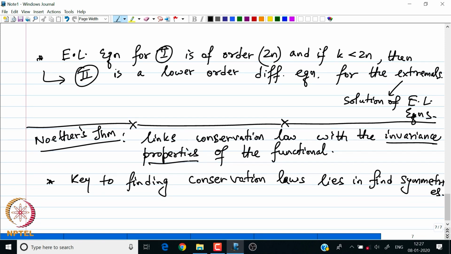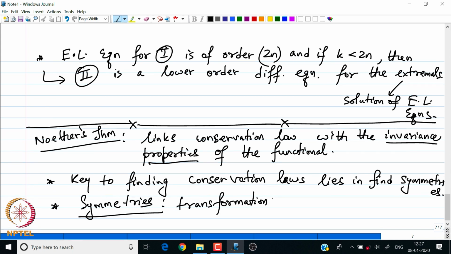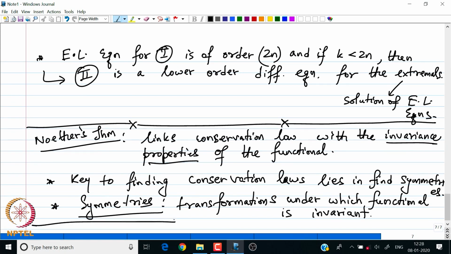Okay. So, let us continue. So, symmetries. So, what are symmetries? Symmetries are transformations under which the functional is invariant. Okay, fine.